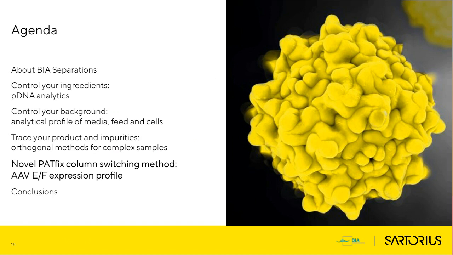So now let's go to some methods that would allow us to analyze complex samples and at the same time get the information about our empty-full ratio. Empty AAV capsids are also considered to be a kind of impurity that you would like to remove in your downstream. And it is even more useful if you are able to do this kind of analytics during your upstream setup so that you could possibly vary conditions and create a harvest which will contain fewer empty particles.